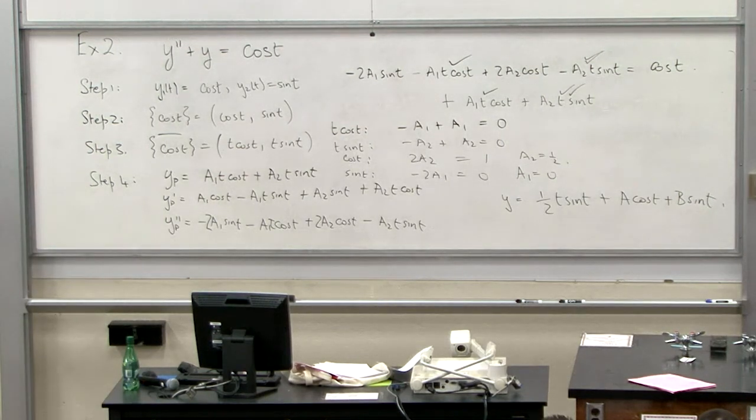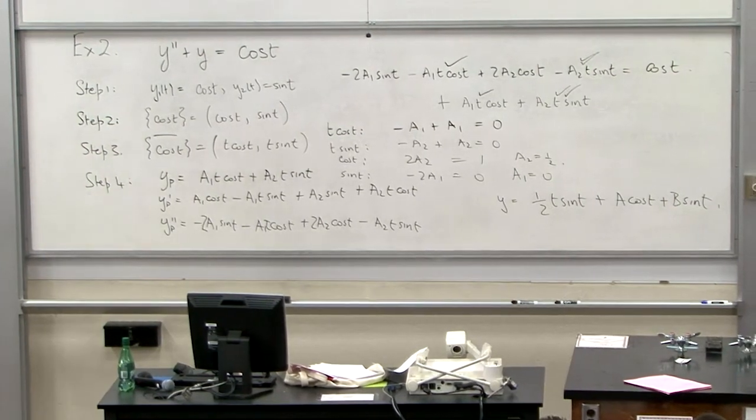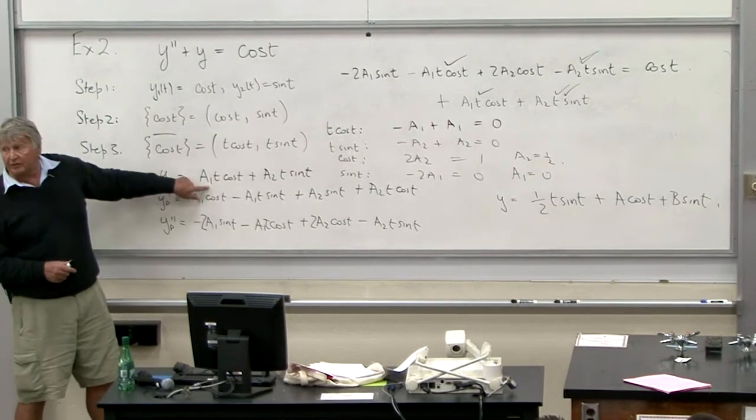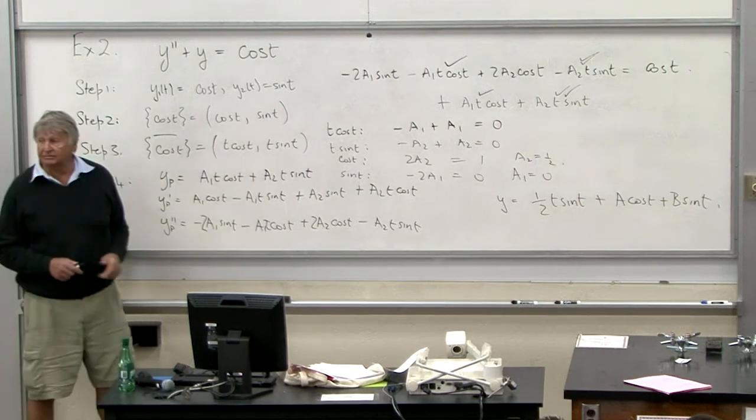Question? Why did you choose t sine t? Oh, because I found a1 was 0. We looked for a solution like this. a1 we found to be 0, and a2 was a half.